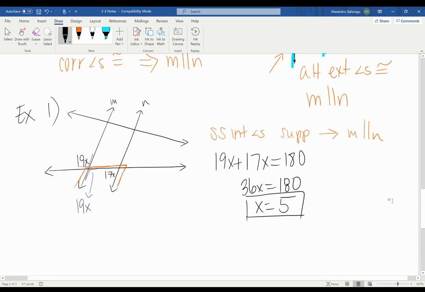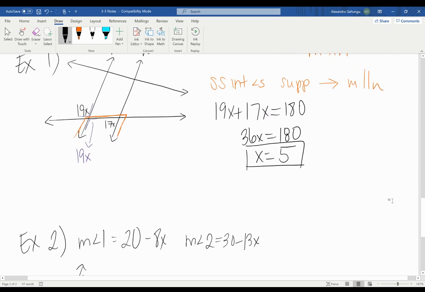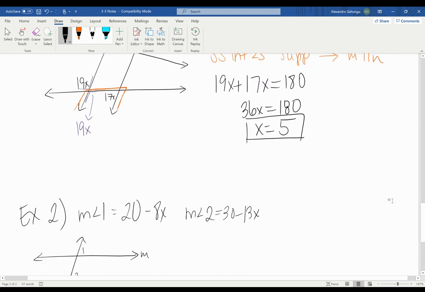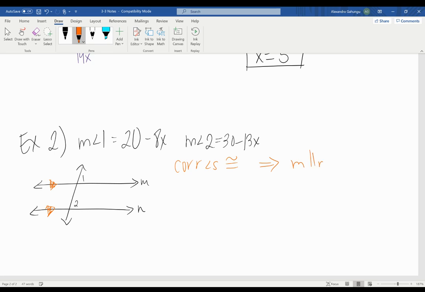We're going to do the same thing, find our special angle pair, and find what x value we need to make our lines M and N parallel. So we want M and N to be parallel, right? So what value of x is going to make that happen? Well, I noticed that angle 1 and angle 2, those are corresponding angles. And for M and N to be parallel, corresponding angles need to be congruent. And that's going to lead us to M being parallel to N.